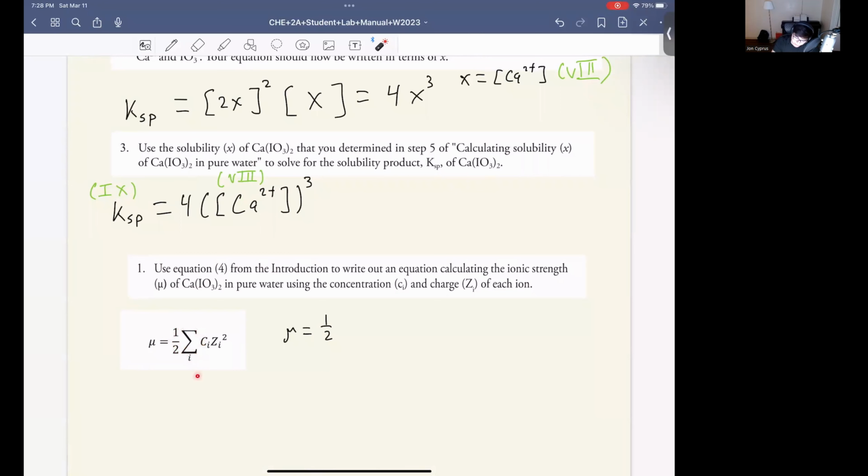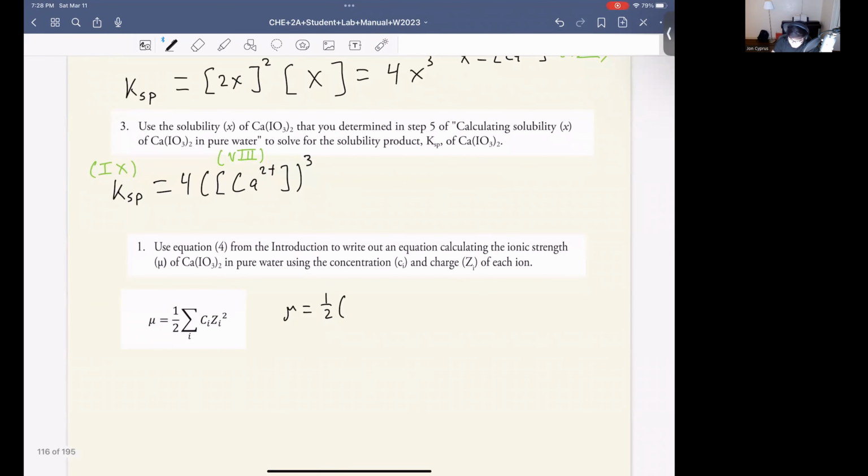So for the first ion, concentration, first ion charge, second ion. You could have 100, you could have 1,000, you could have 1,000,000. So they put an I to just make it very general. So 1/2 times the sum of the concentrations times their charge squared.